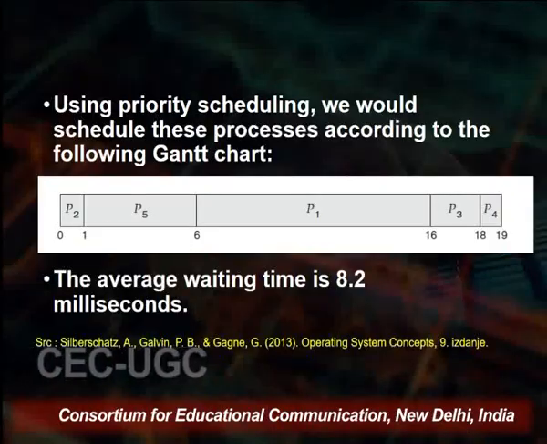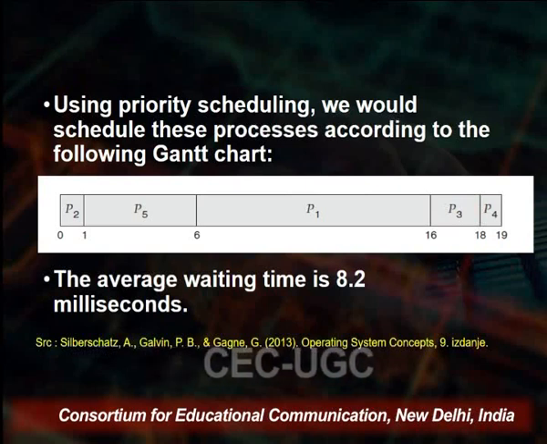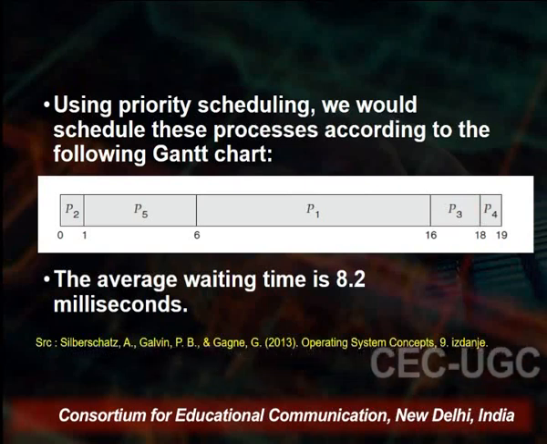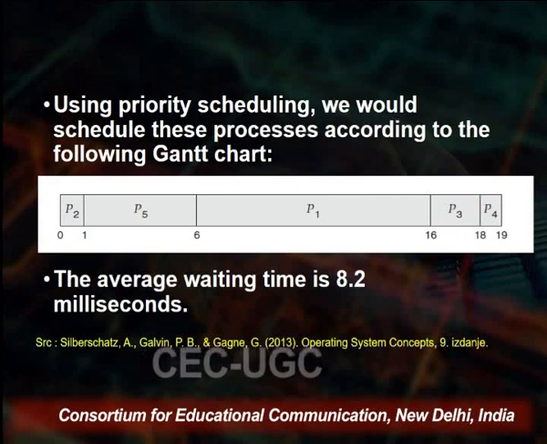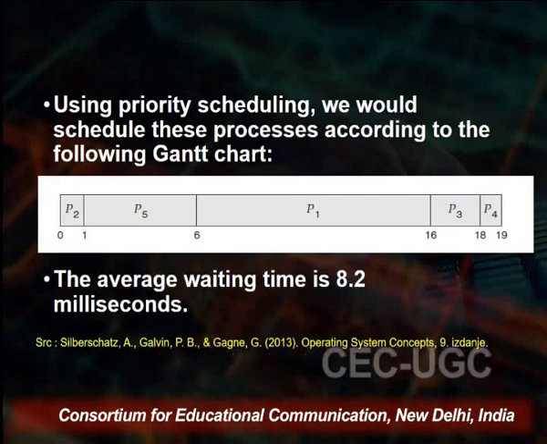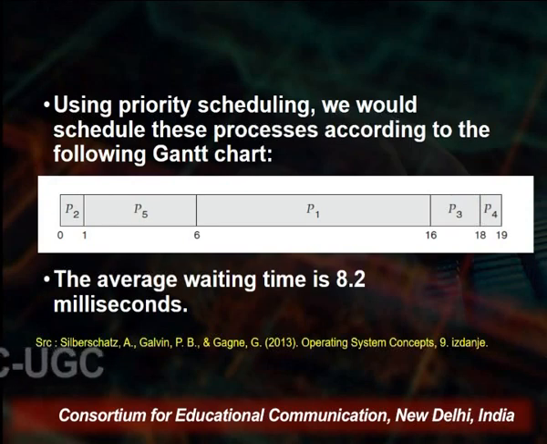So, first it will be P2 because it has the priority 1, then it will be P5 followed by P1, P3 and P4. So, this way if we calculate the average waiting time for these processes, the average waiting time is coming out to be 8.2 milliseconds.